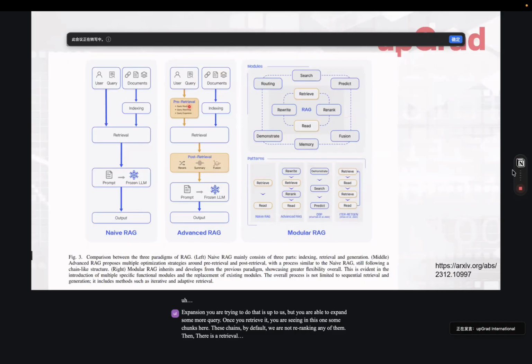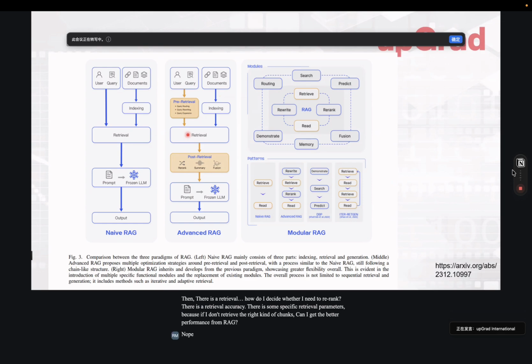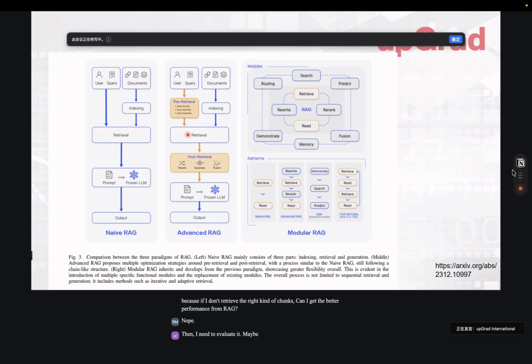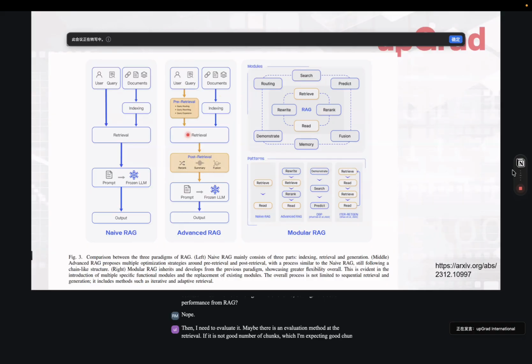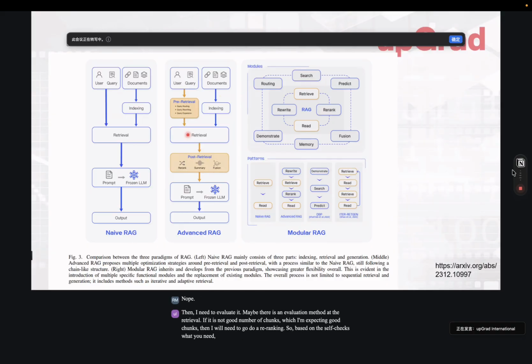How do I decide whether I need to re-rank? There is a retrieval accuracy. There are some specific retrieval parameters, because if I don't retrieve the right kind of chunks, can I get better performance from RAG? No. Then I need to evaluate it. Maybe there is an evaluation method at the retrieval. If it is not a good number of chunks, which I'm expecting good chunks, then I need to do a re-ranking. So based on the self-checks, that is how I'm expanding the same example for the advanced RAG.